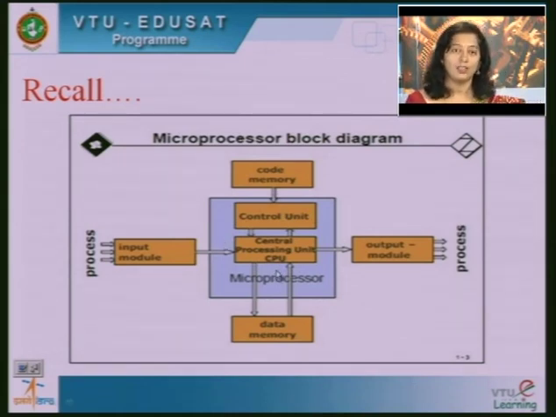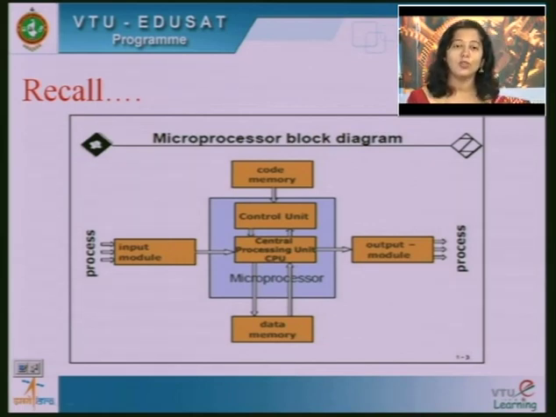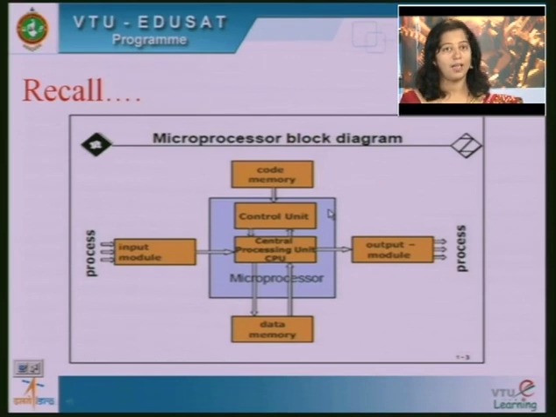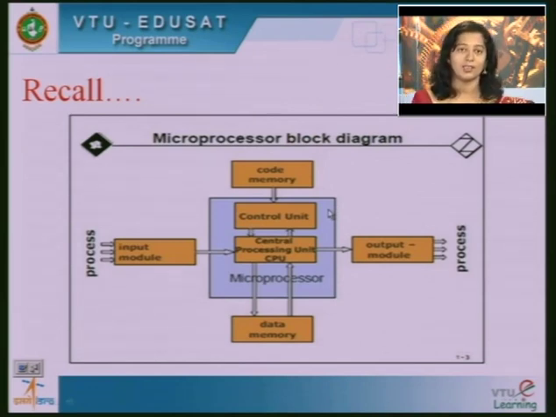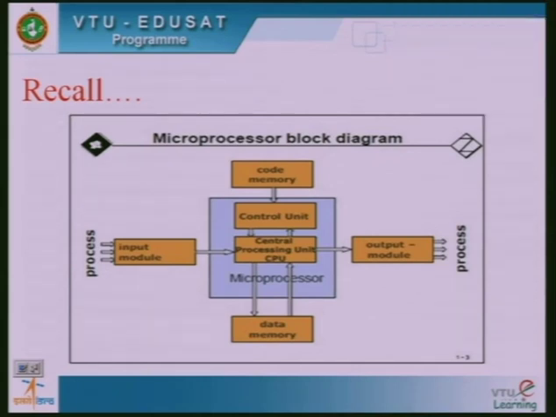Both these lie on the same chip, that is the central processing unit and the control unit. But any other external interfaces like the input module, the output module, and the memories, basically program memory or code memory and data memory, all of them will lie outside the main device or the main IC. So this is a microprocessor. It is a general purpose usable board, and any general purpose program or application can be implemented on it. We've already spoken about the various examples. Today our laptops, desktops, PDAs, mobiles, they all have microprocessors.